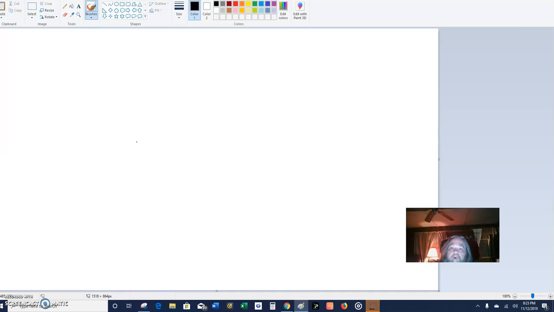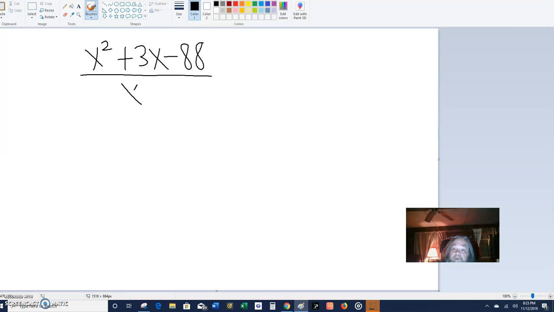Okay, we have the problem x squared plus 3x minus 88. We're dividing that by x plus 11. The first step, set it up as a long division problem if it's not already set up for you.